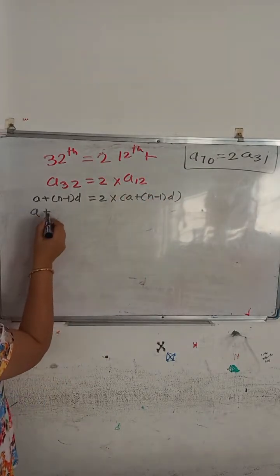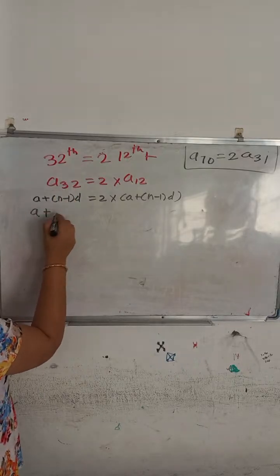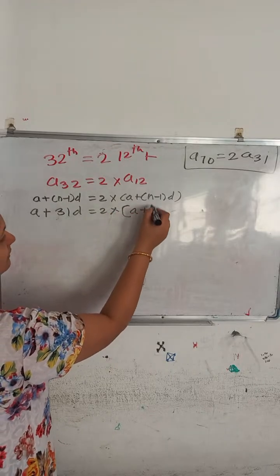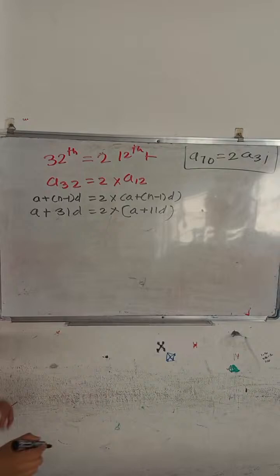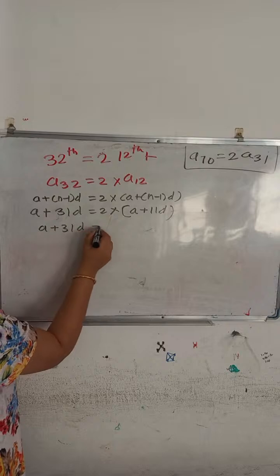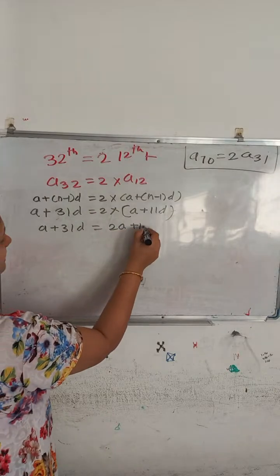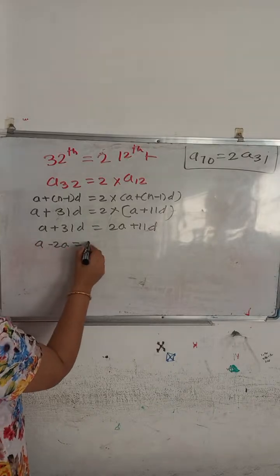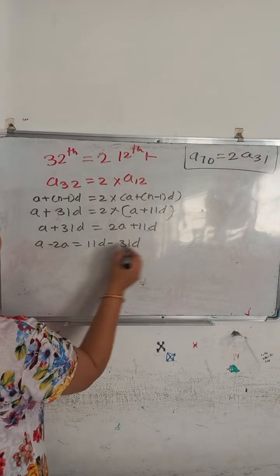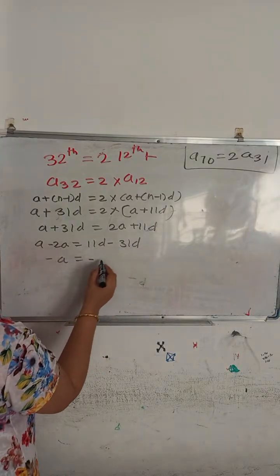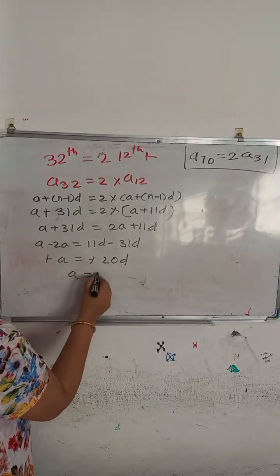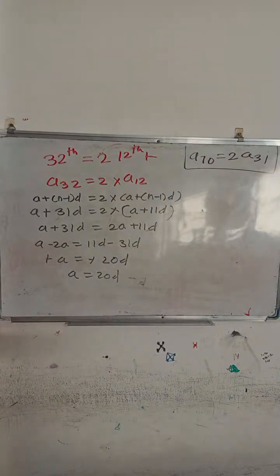So A plus n minus 1, 32 minus 1 is 31d. Here 2 into what is there? A plus 12 means here 11d. Can you get this? Okay. So now A plus 31d, 2 multiplied inside the bracket, 2A plus 22d. So transpose this A towards this side, minus 2A, 11d minus 31d. That is minus A is equal to minus 20. Okay, minus and minus get cancelled. So A is equal to what? 20d.